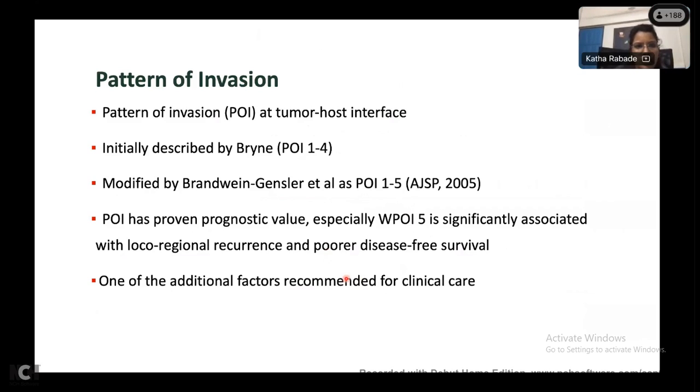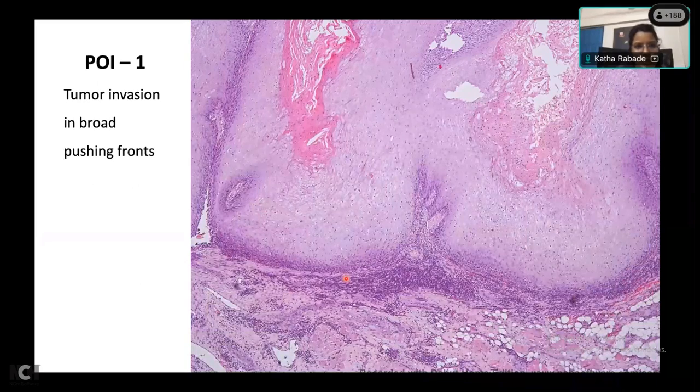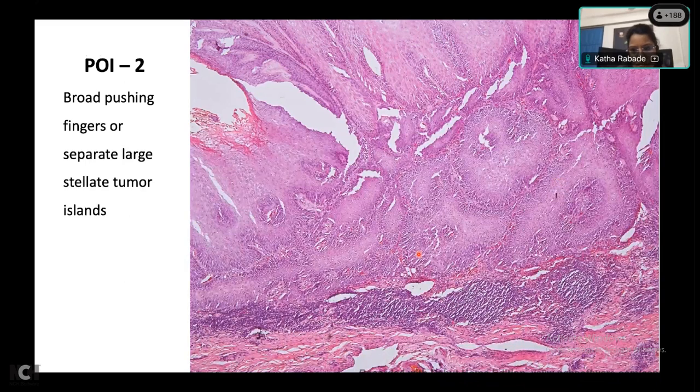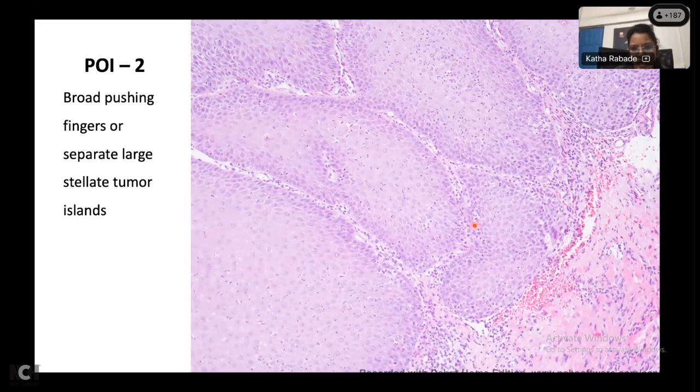So this is pattern of invasion 1, which is tumor invasion in broad pushing fronts. Again, broad bands with this lymphocytic infiltrate. This is pattern 2, which is showing some broad bands but also these finger-like projections and some stellate tumor islands. These finger-like projections and these islands.